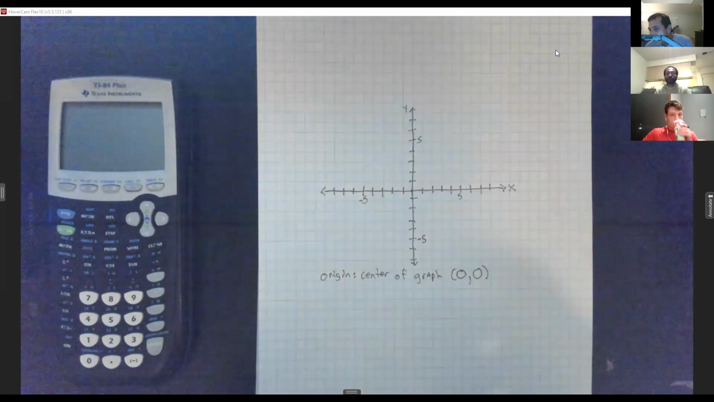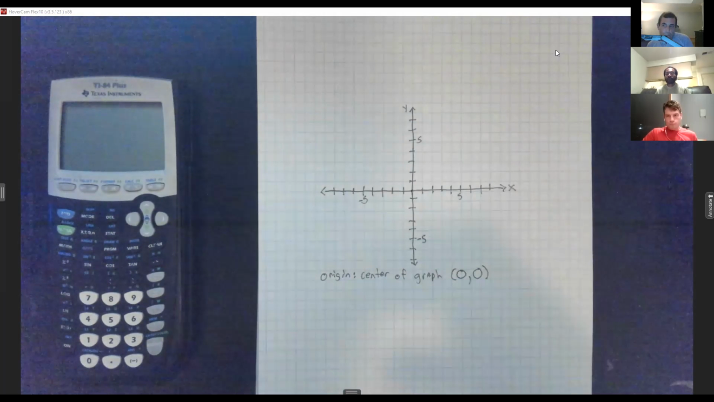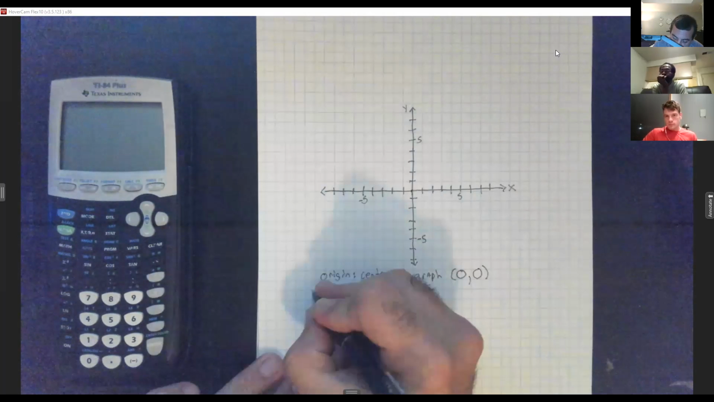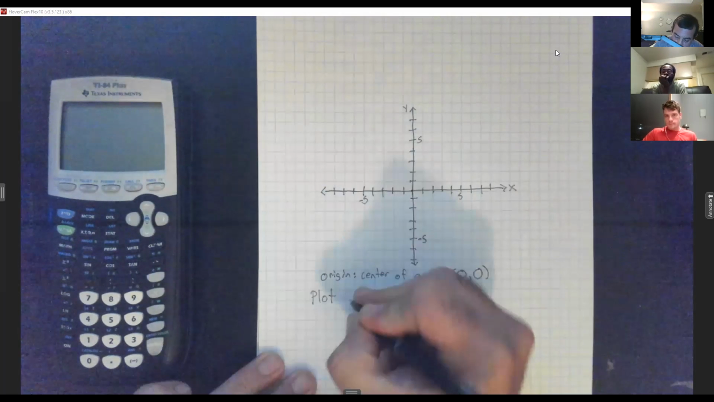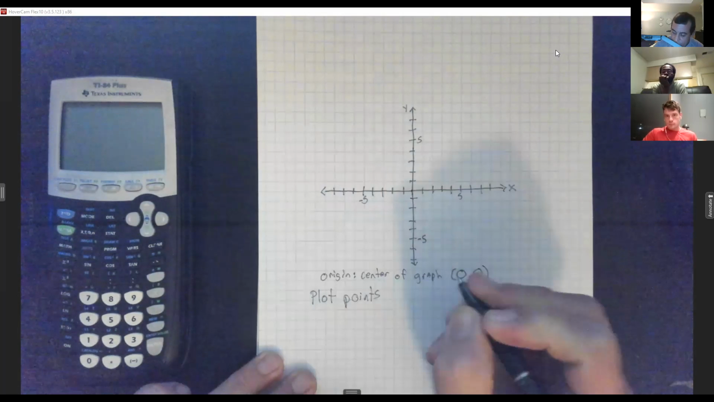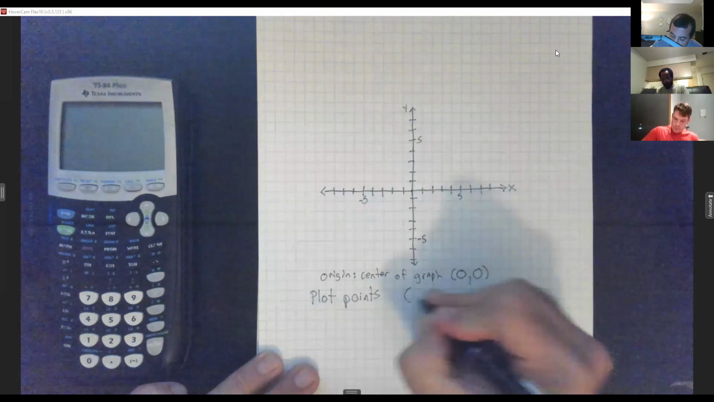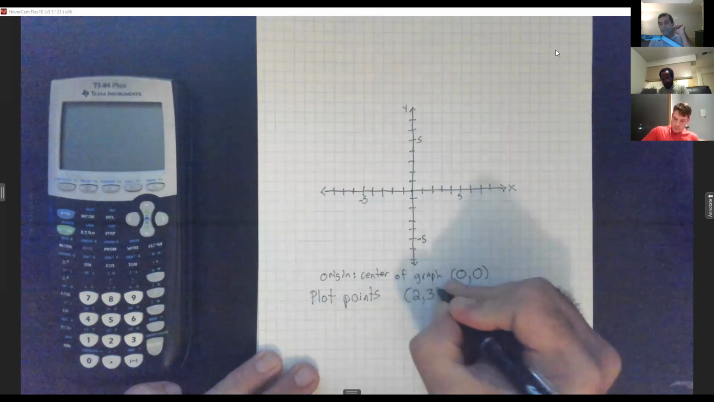But what I want to get y'all good at is plotting points, because there's a few homework problems where you got to be able to plot some points. So I'm going to show you how to plot points. So I'm going to plot my point first. I'm going to plot a point 2, 3.